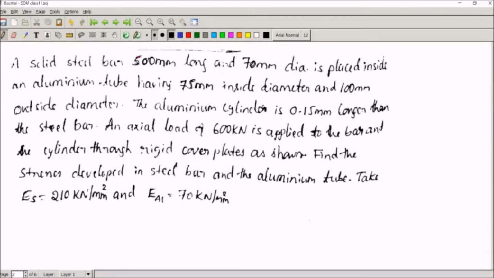Take ES is equal to 210 gigapascal. 210 kilonewton per mm square is also gigapascal. And for aluminum it is 70. I'll try to draw a small sketch first.